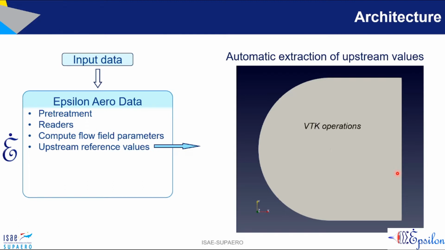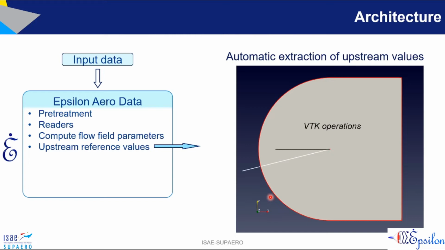Basically, what it does in the background inside ParaView is perform a series of VTK operations. The first operation is to identify the surface of the entire domain, the external surface of the domain, which includes, of course, the boundary conditions.